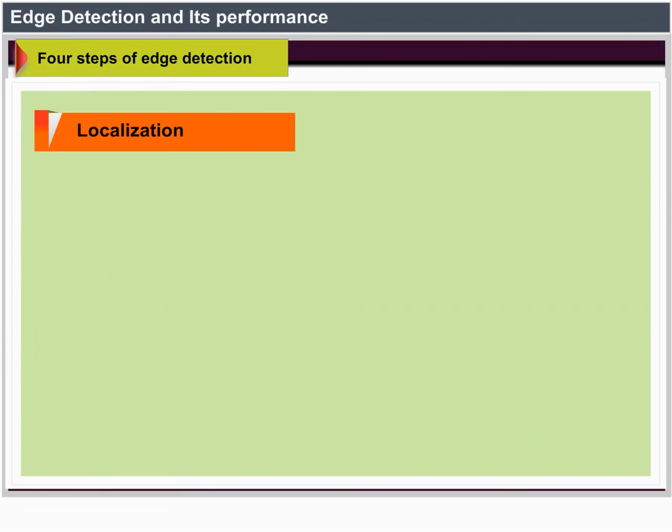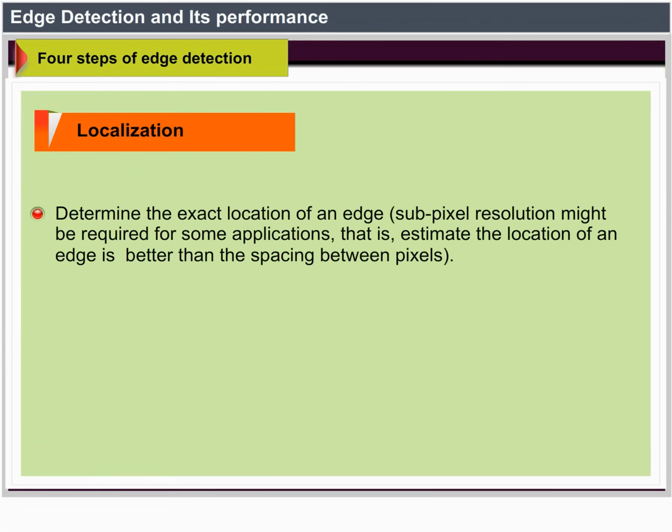Localization: determine the exact location of an edge. Sub-pixel resolution might be required for some applications, that is, estimate the location of an edge better than the spacing between pixels. Edge thinning and linking are usually required in this step.